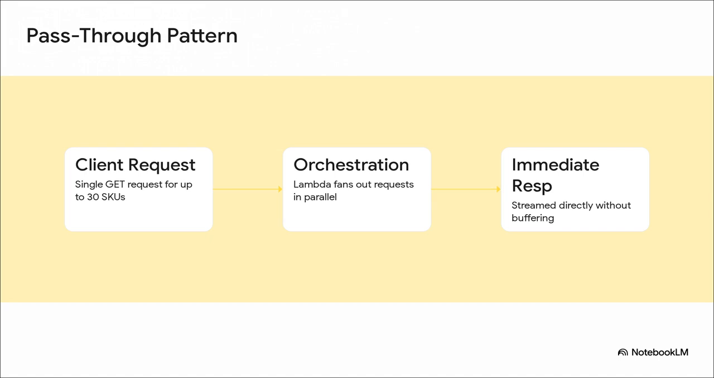First, the client browser makes a single GET request for up to 30 specific SKUs. Second, an AWS Lambda function grabs this request and instantly fans it out to the authoritative pricing engine in parallel. And third, and this is the crucial part, as the pricing engine returns that data, Lambda streams it immediately back to the client. There's no buffering, no waiting around for all 30 items to load. The whole thing is completely stateless.